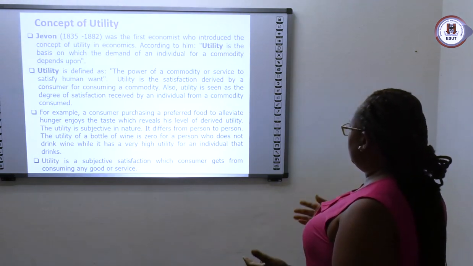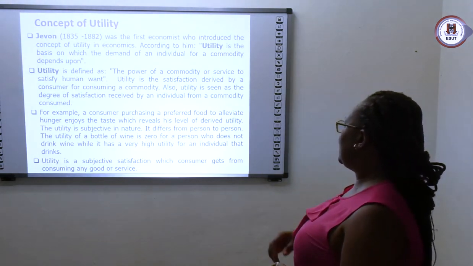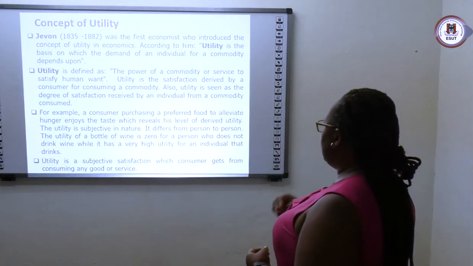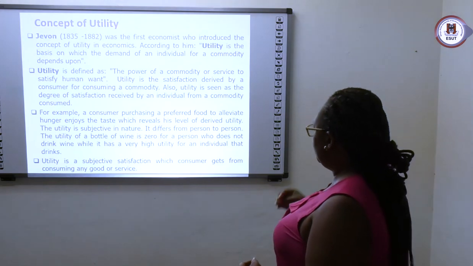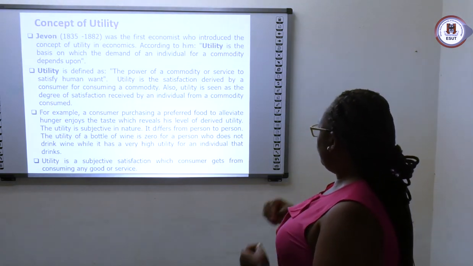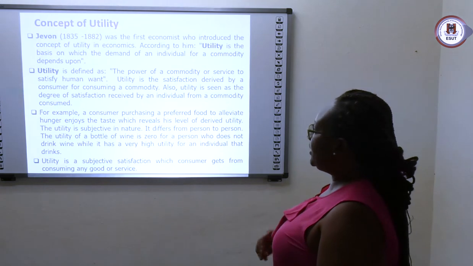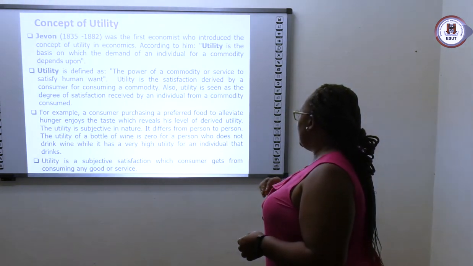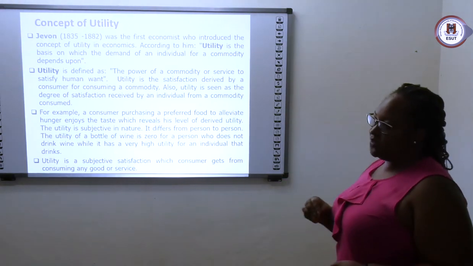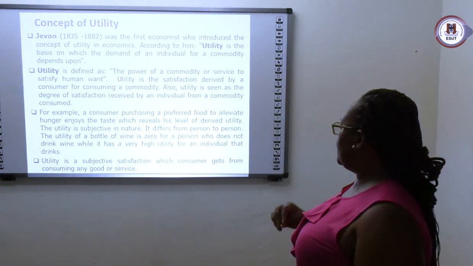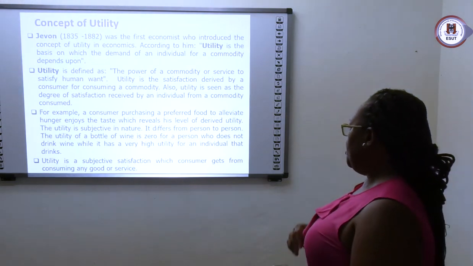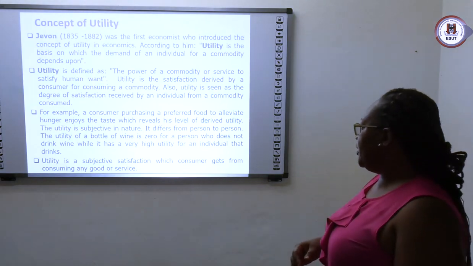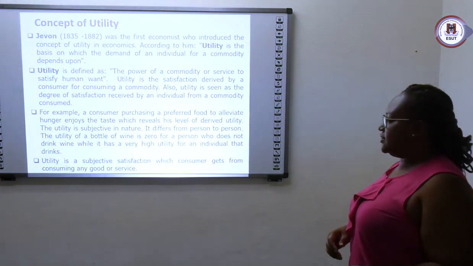So, utility is also defined as the power of a commodity or service to satisfy human wants. Let us look at the concept of utility. Utility is the satisfaction derived by a consumer for consuming a particular product. Utility explains the demand of an individual for a particular commodity, or it is a measure of satisfaction. Utility is also subjective to satisfaction, which consumers get from consuming any goods or services.